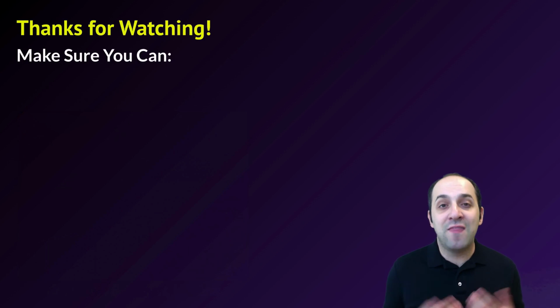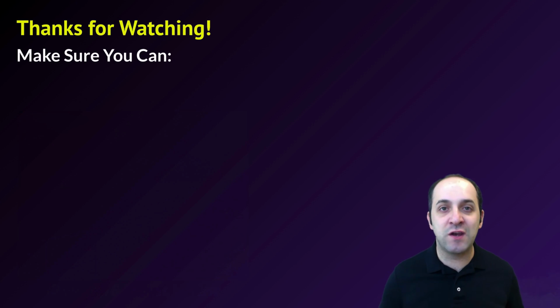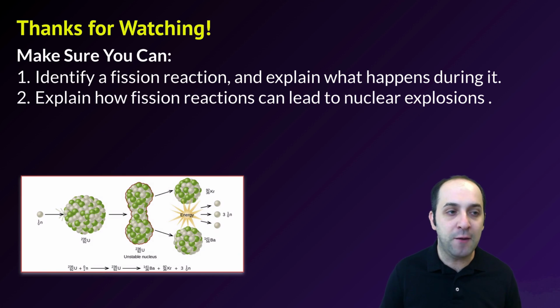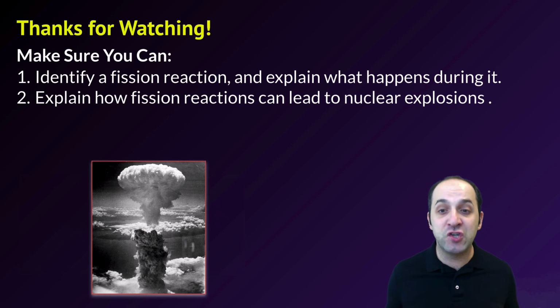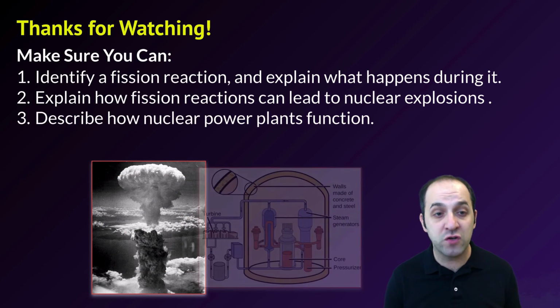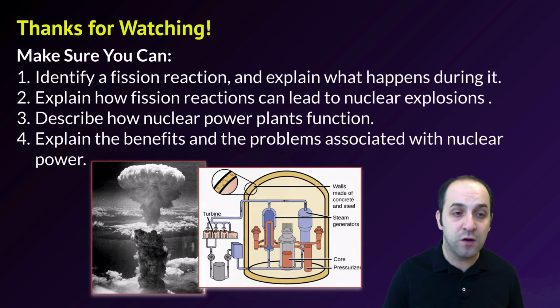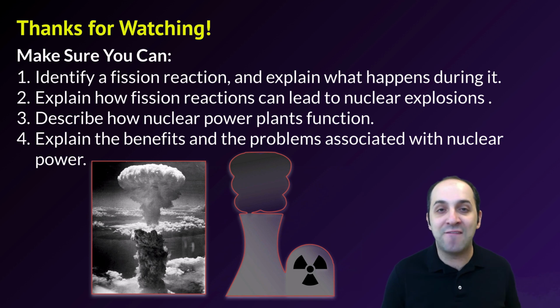Thanks so much for watching this discussion of fission and how we use fission in nuclear weapons and, of course, in nuclear power. Make sure that you can do the following things here at the end. Make sure that you can identify a fission reaction and explain what happens during it. Make sure that you can explain how fission reactions can lead to nuclear explosions. Make sure that you can describe how nuclear power plants can function, and also make sure that you can explain the benefits and the problems associated with nuclear power. If you can do all of those things, you're doing great.